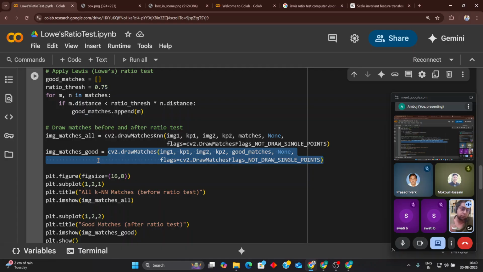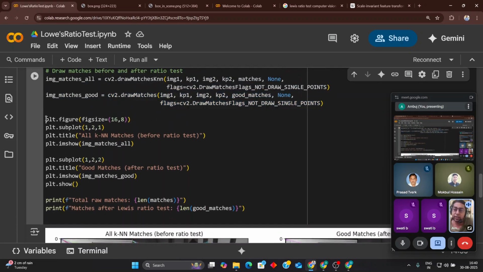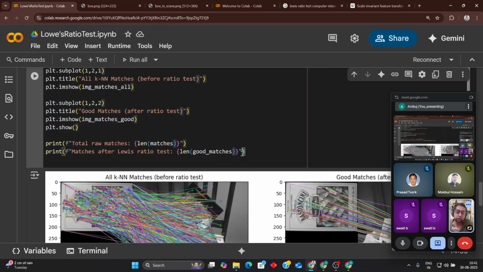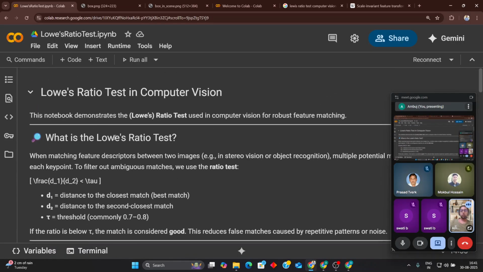I have just plotted these two plots side by side. See here, in the matplotlib library, the plt function is there, and I have used the subplot function. Then I have shown the total raw matches and the matches after the Lowe's ratio test. Already I taught you how to run this notebook.